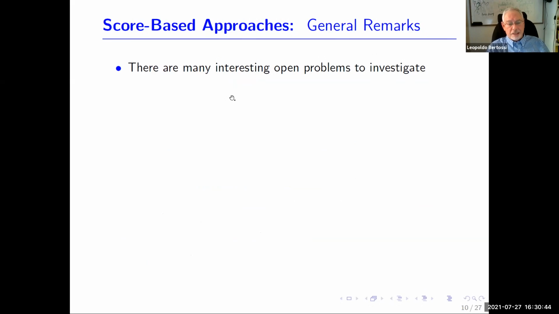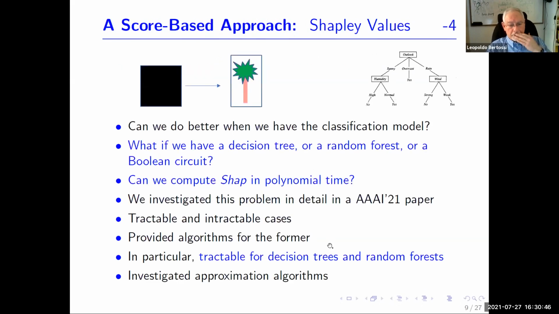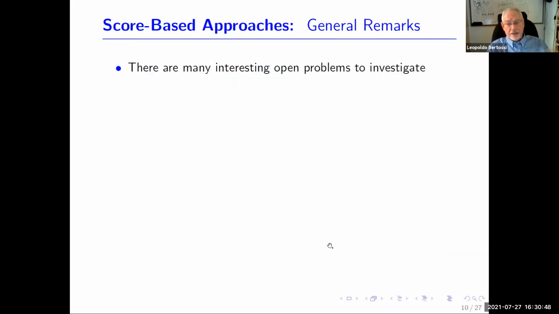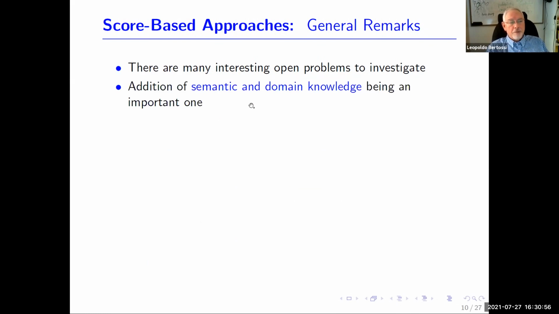Before going into details, let me give some intermediate remarks, to give a bigger picture. There are many interesting open problems to investigate, for example, adding semantic or domain knowledge being an important one. Because we may have domain knowledge that is not considered when we compute the responsibility score, the Shap score, and we would like to bring that knowledge into the picture.